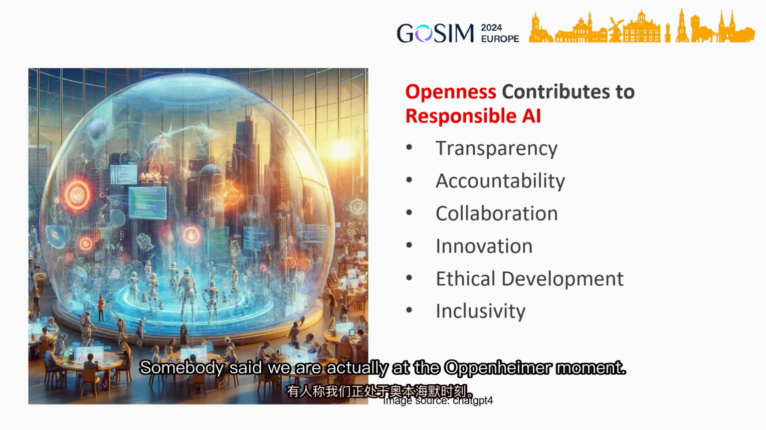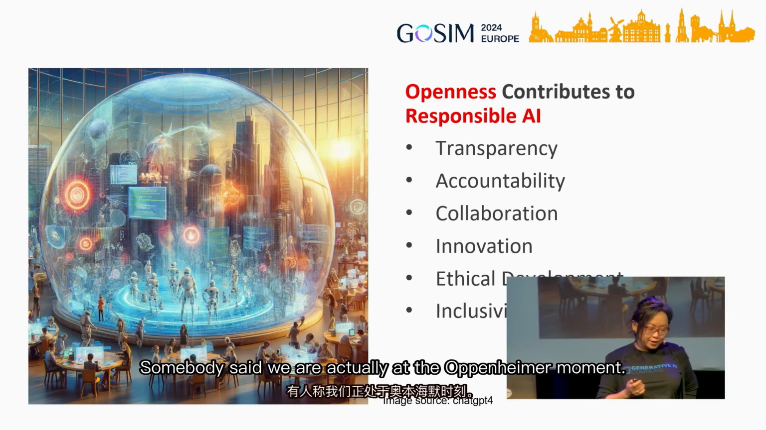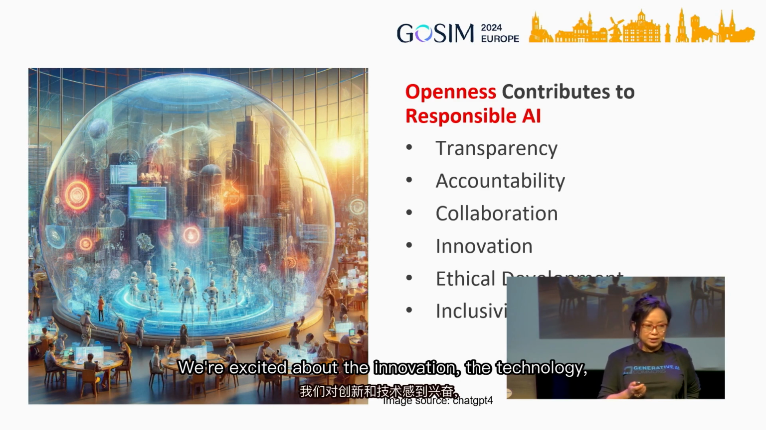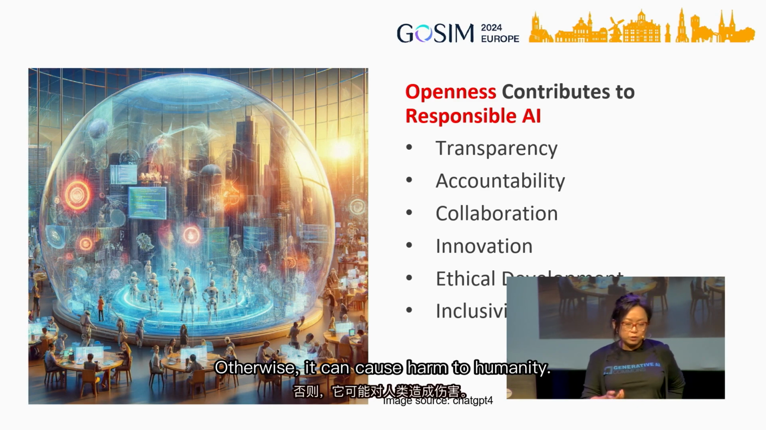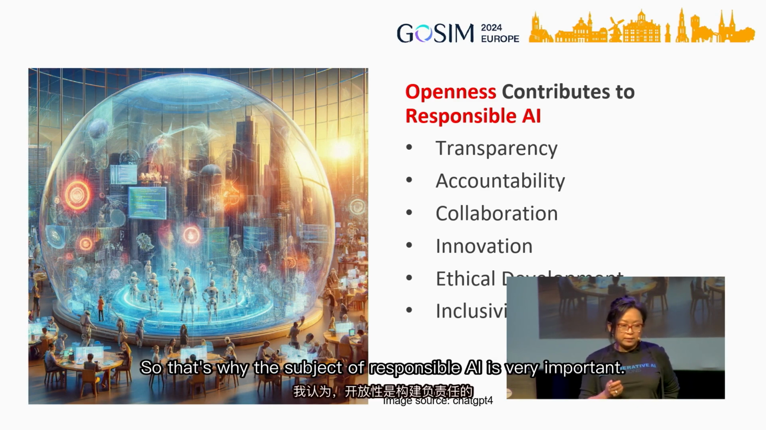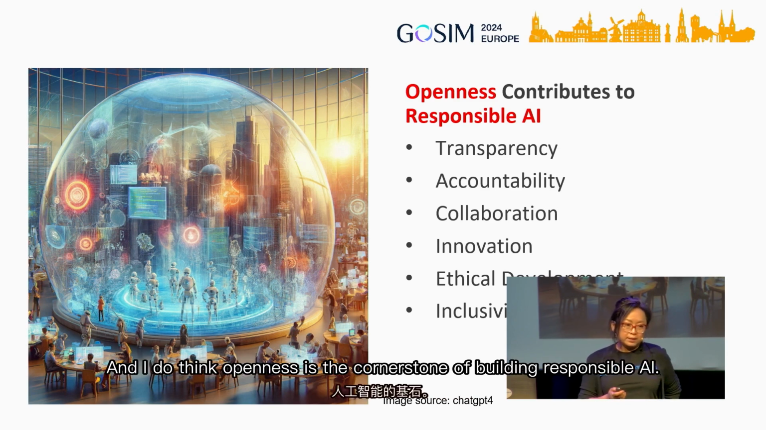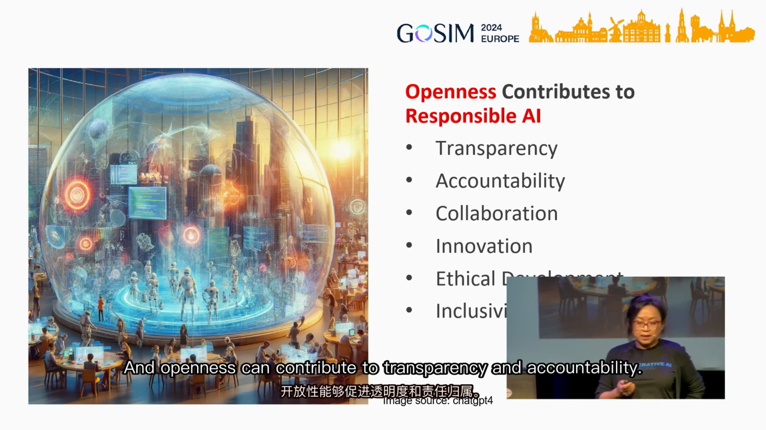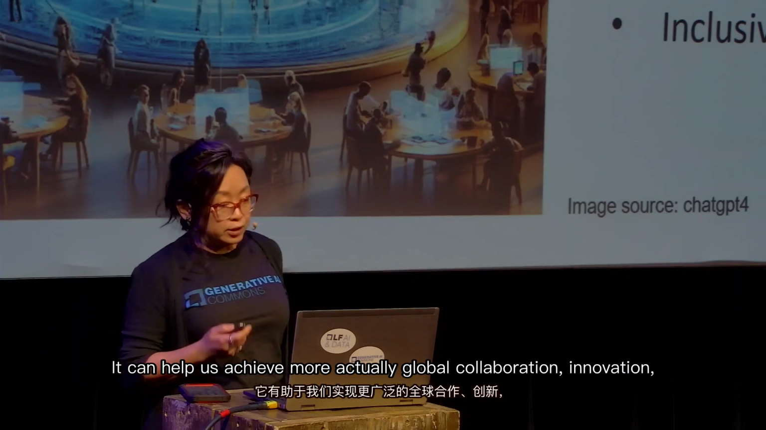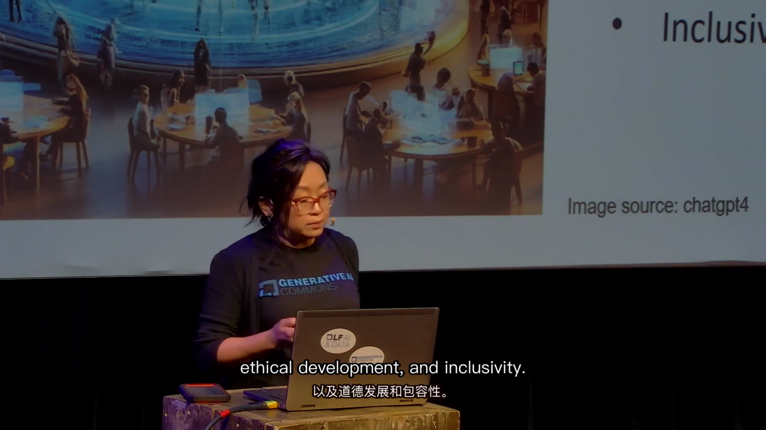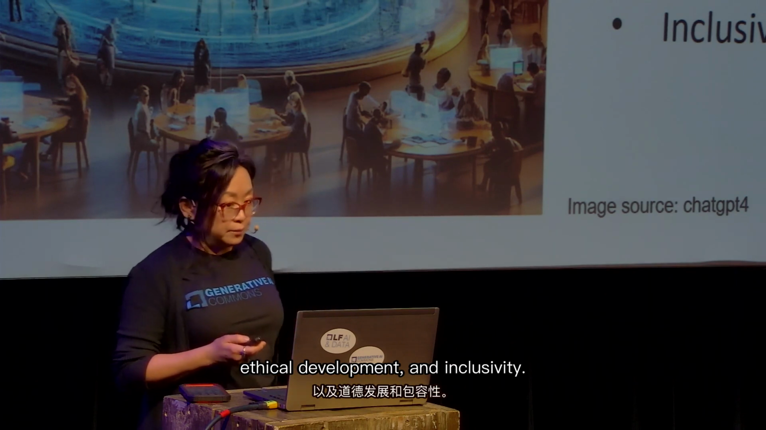Somebody said we are actually at the Oppenheimer moment. We're excited about the innovation and the technology, but we need to be responsible, we need to be careful, otherwise it can cause harm to humanity. So that's why the subject of responsible AI is very important. And I do think openness is the cornerstone of building responsible AI. Openness can contribute to transparency and accountability. It can help us achieve more global collaboration, innovation, ethical development, and inclusivity.